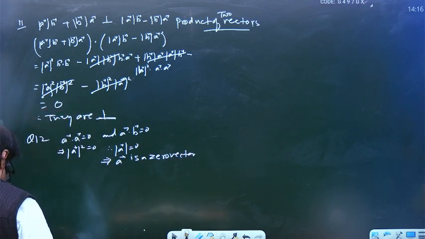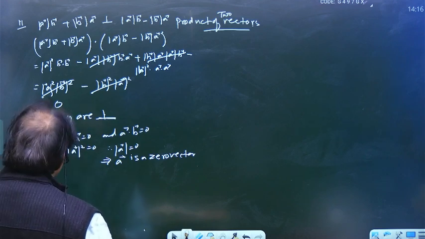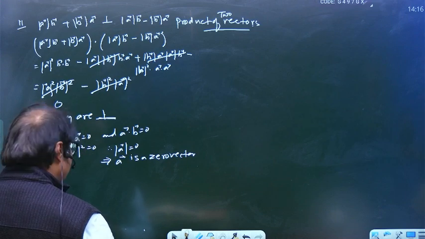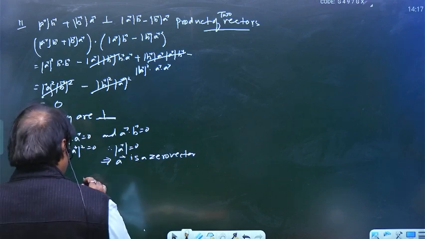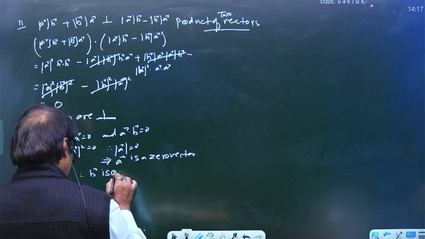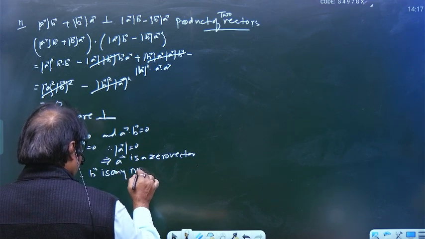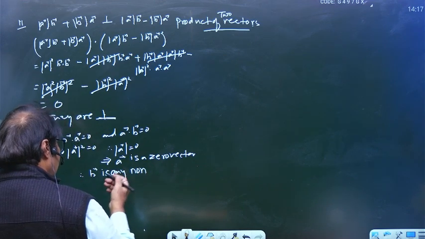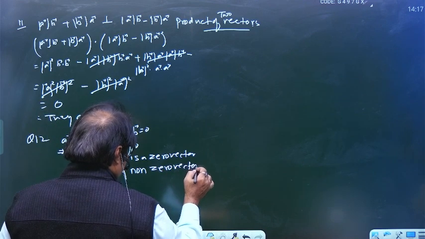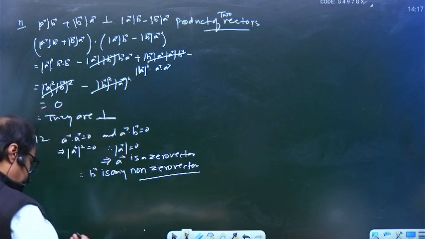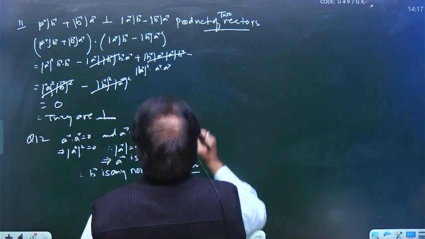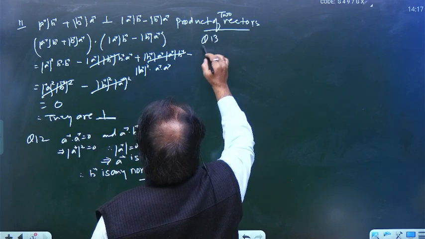So by satisfying this condition, A dot B is 0, so it means that if A is a 0 vector, then we can say that B is any non-zero vector. If vector A is 0, then B is any non-zero vector. So this is the conclusion. Okay, we can write. Next question is question number 13.